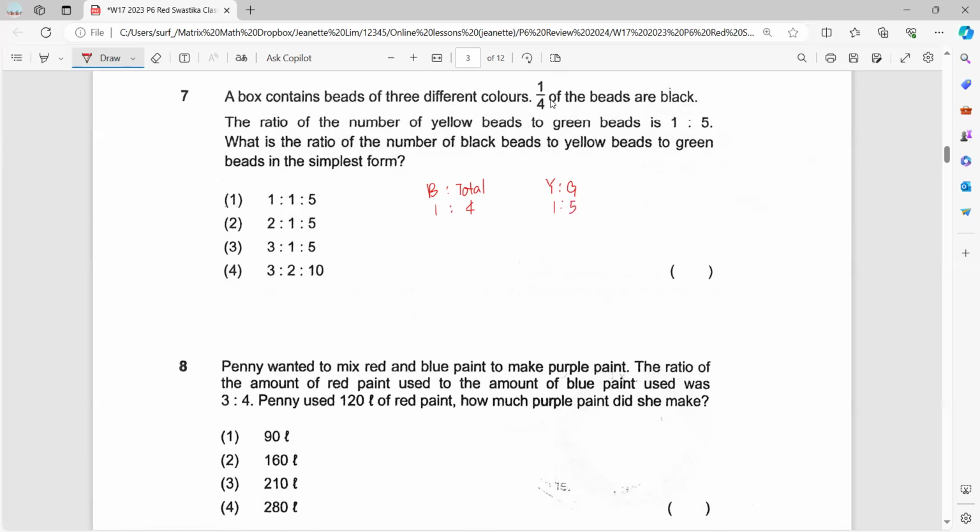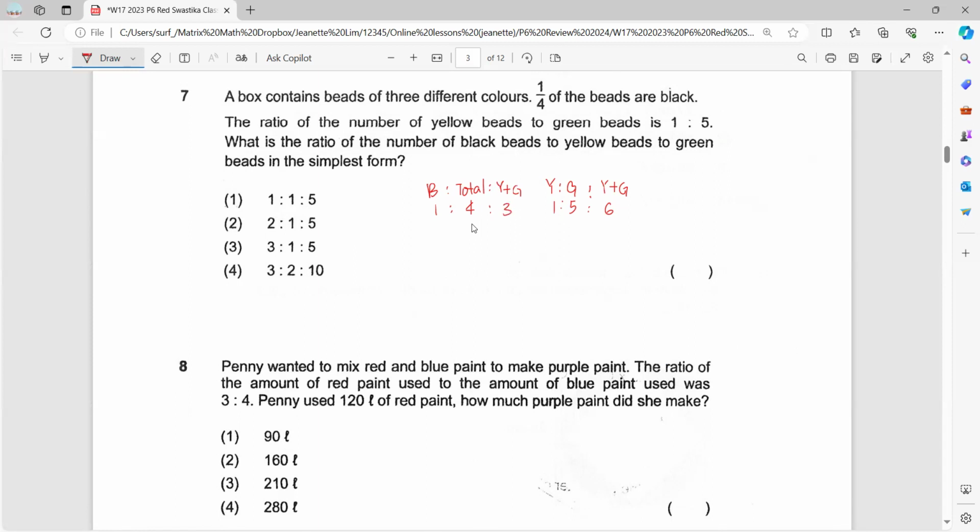Now, when we have more than one set of ratio, we need to find a common base, right? So the only thing that is common between these two ratios will be the total of yellow and green. Yellow and green in this ratio, I can just add them up. Okay, yellow and green, which is 6. Over here, to get yellow and green, I will use the total and take away the black beads. So this will give us 3 units.